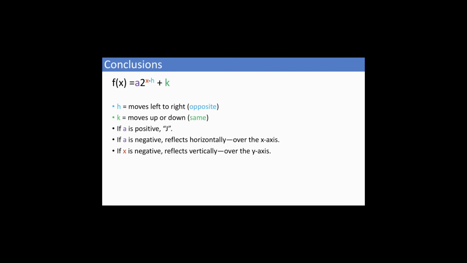All right, so here's just a summary of the different shifts. Now, if a is positive, we get our regular exponential shape, right? So if it's moving left or right for h, remember it's the opposite sign. So if you see a -3, that's actually to the right. And if it's plus 3, it's to the left, again, for the h. But for the k, the sign is the same. So if it's plus, it's going up. If it's negative, it's going down.